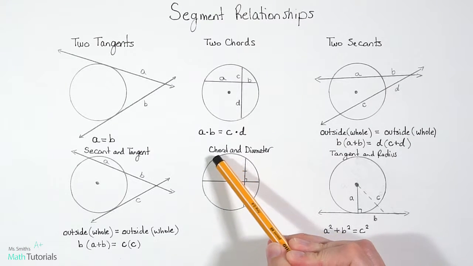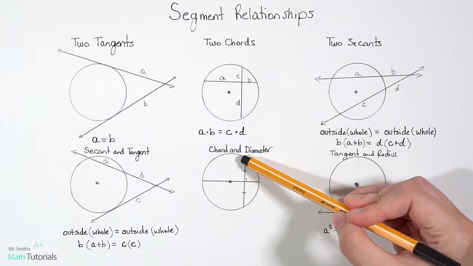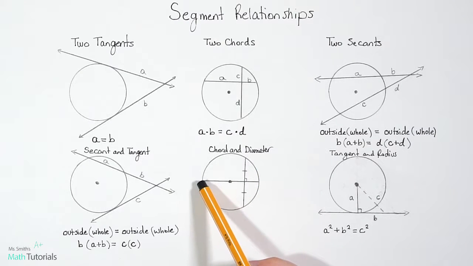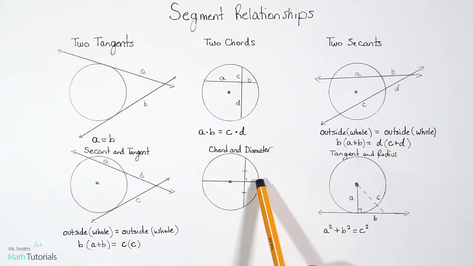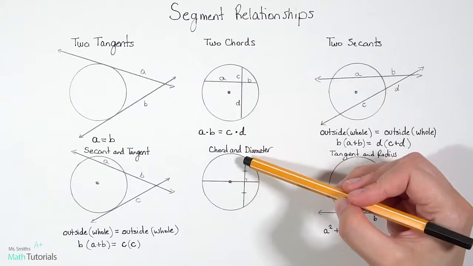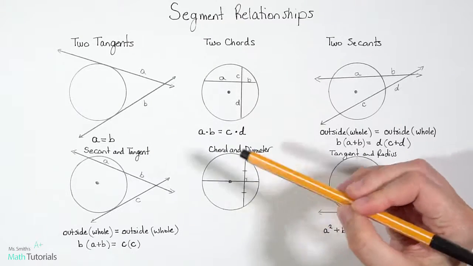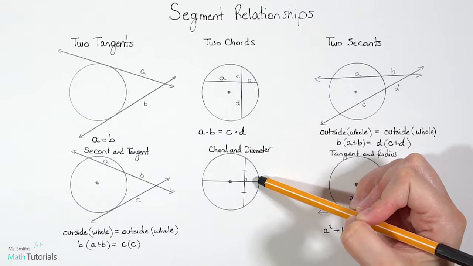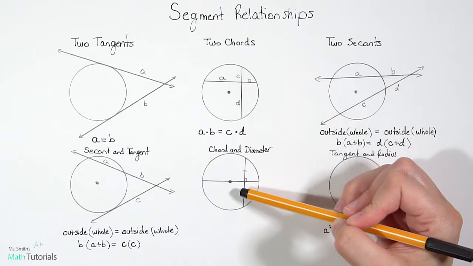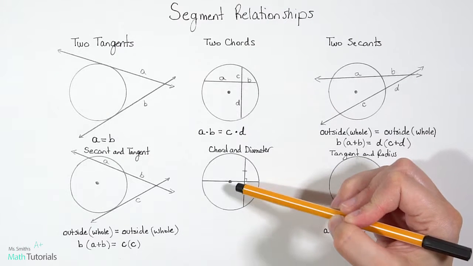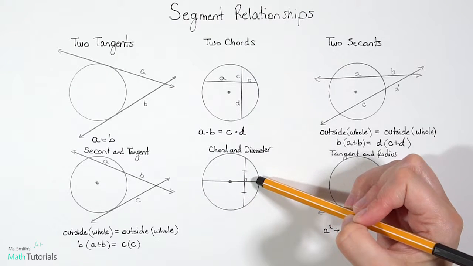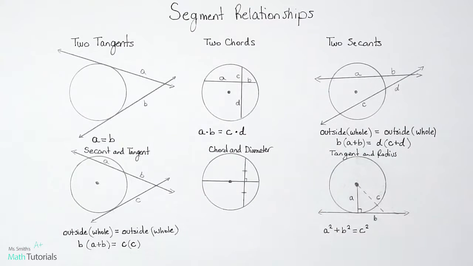The next one we'll look at will be a chord and diameter. So notice here's my chord that does not cut through the center of the circle, and here's our diameter, which does cut through the center of the circle. So the segment relationship that this forms right here with the chord is that the diameter bisects the chord. And what that means is it cuts the chord into two equal pieces. And we've shown that here with these little tick marks. The diameter cuts the chord into two equal pieces.